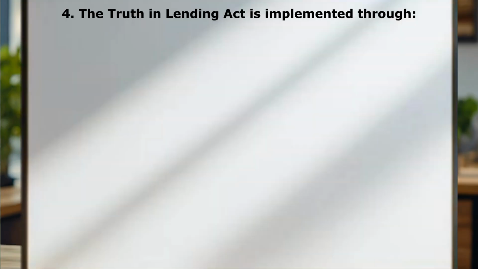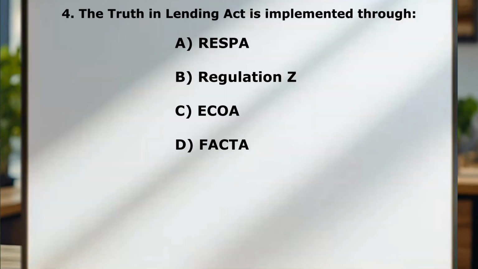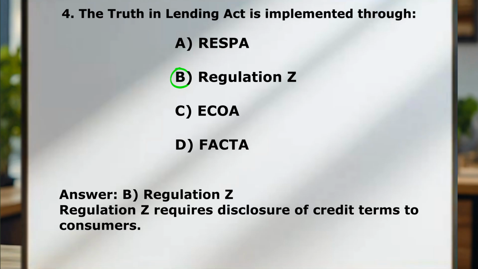Question number 4, the Truth in Lending Act is implemented through A, RESPA, R-E-S-P-A. B, Regulation Z. C, ECOA. D, FACTA. And the correct answer here is B, Regulation Z. So Regulation Z requires the disclosure of credit terms to consumers.